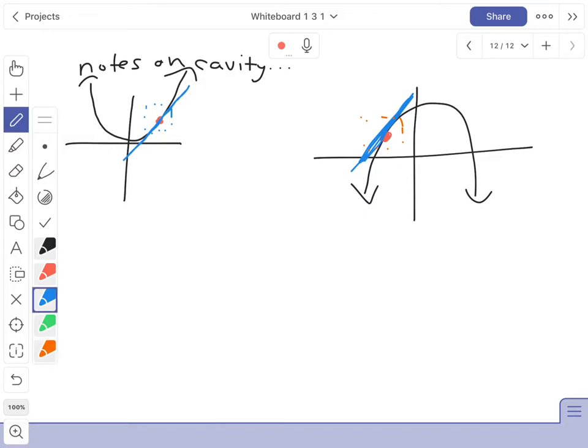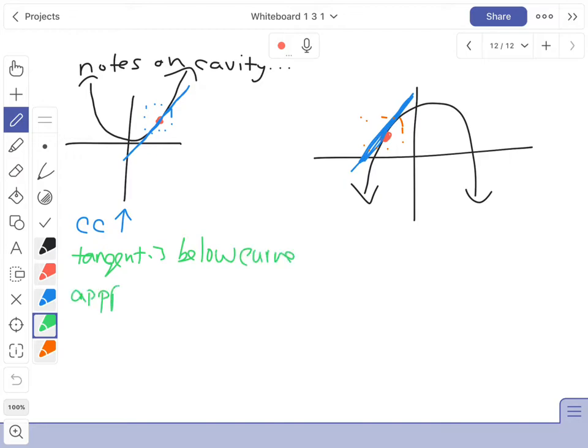But what we're noticing is that if our graph is concave up, the tangent is below the curve. So our approximations are probably going to be a little bit too low if we are going to be off. So I'm just going to write down the underestimate. If we get too far away, we're more likely to be underestimating because our tangent line is below the original value.